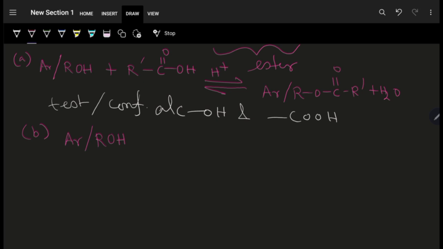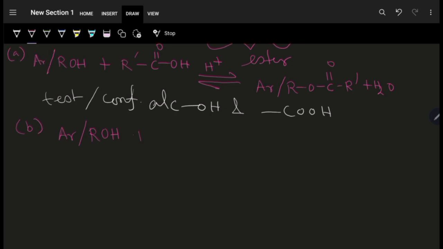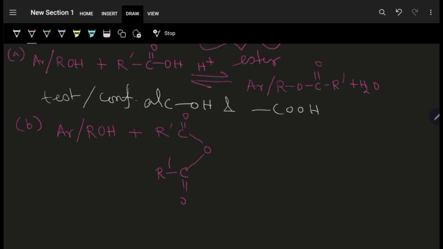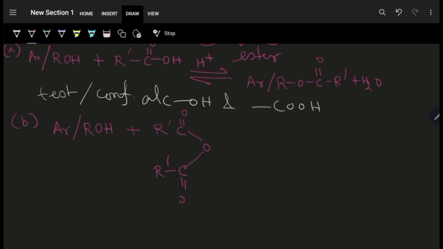ArOH or ROH reacts with the anhydride of an acid, R dash C double bonded O, O, C double bonded O, R dash. Anhydride of an acid is obtained by the removal of 1 mole of H2O from 2 moles of the acid. So in presence of H plus, you are going to get ArOC double bonded O R dash, which is again an ester, and R dash COOH, which is acid.